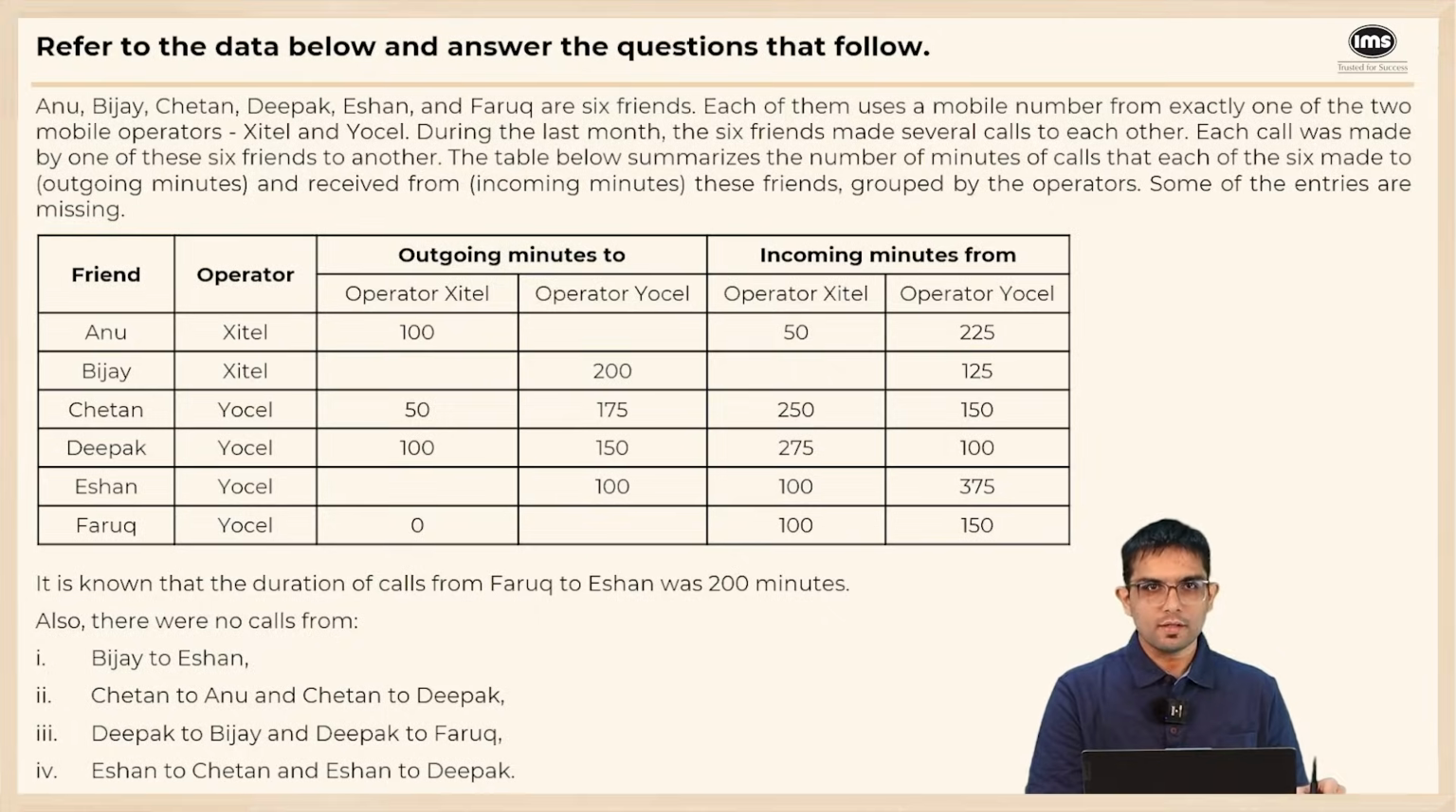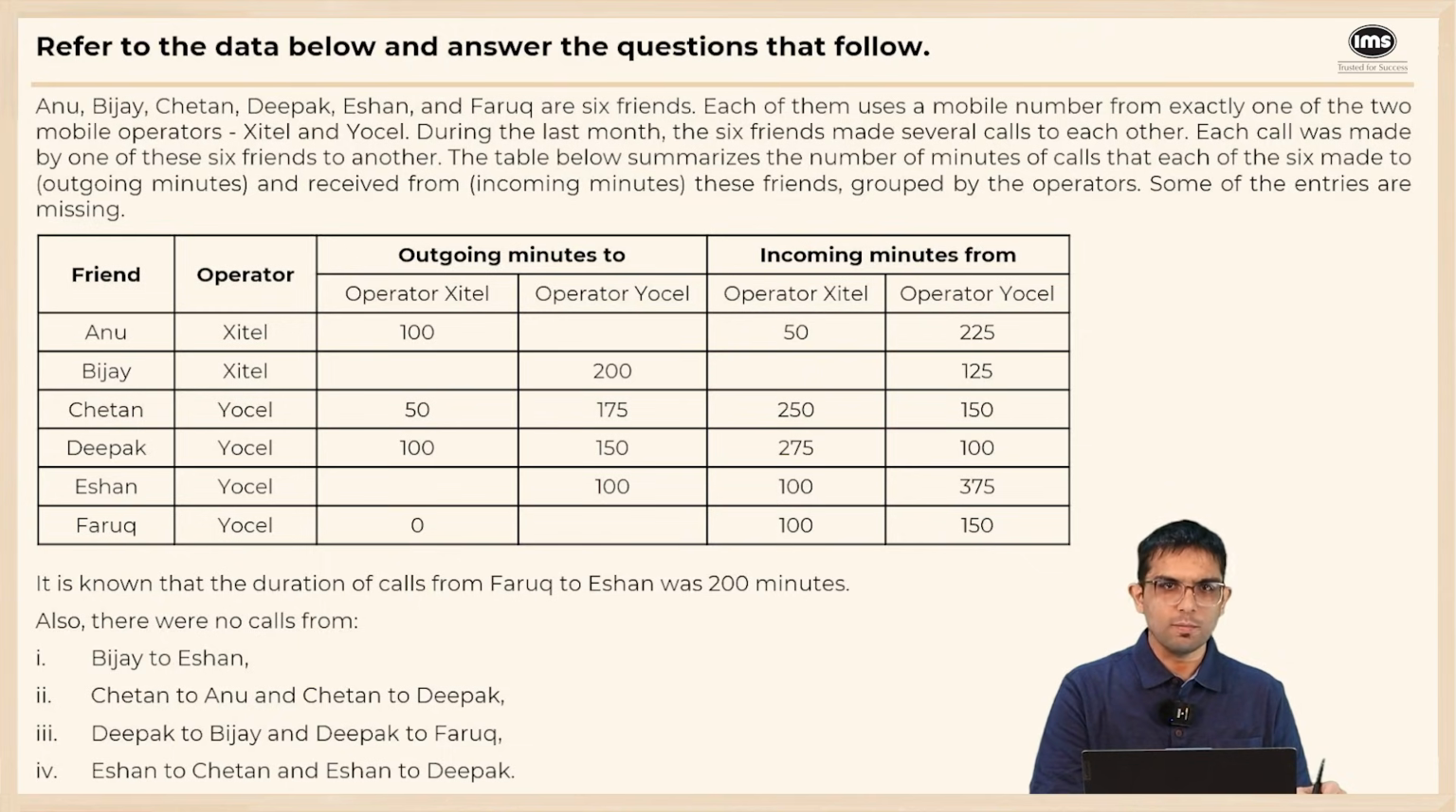Let's look at this set. This set says A, B, C, D, E and F are 6 friends. Each of them uses a mobile number from exactly one of the 2 mobile operators, X and Y. During the last month, the 6 friends made several calls to each other. Each call was made by one of these 6 friends to another. The table below summarizes the number of minutes of calls that each of the 6 made as outgoing minutes and received as incoming minutes from these friends, grouped by the operator. Some of the entries are missing.